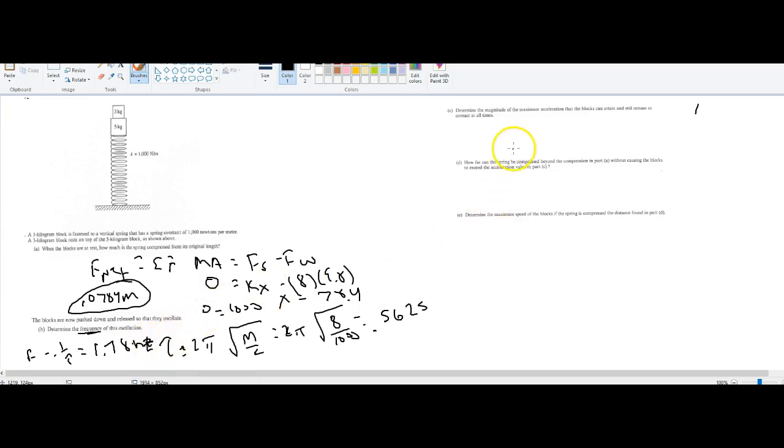Okay, all right, determine the magnitude of the maximum acceleration that the blocks can attain and still remain in contact at all times. Well, I made the argument before. If the top block has to fall faster than 9.8, it's got nothing else pushing on it, so it's done. The only thing it can have is weight. Weight's pushing it, making it accelerate at 9.8. If the bottom one gets pulled out from under it faster than 9.8, then it's not going to make it.